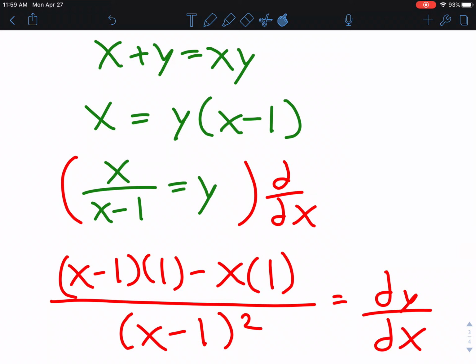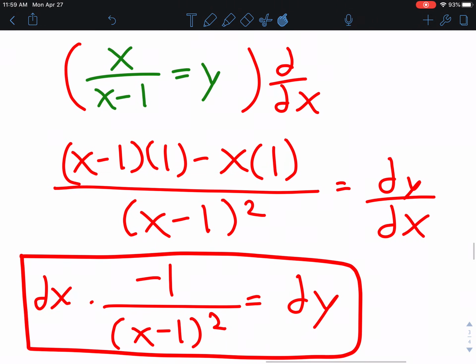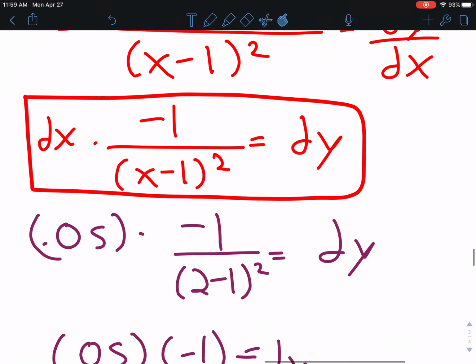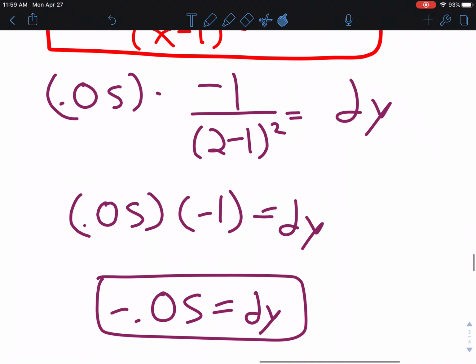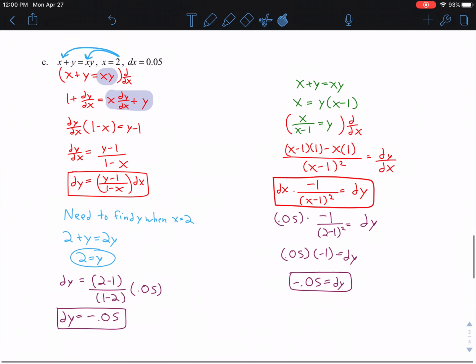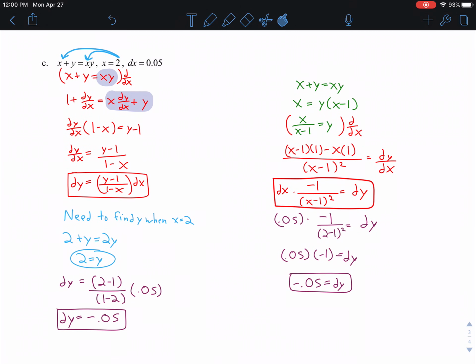All of those terms have x's in it. Now, the one downside of doing it this way is you got to do the quotient rule, which personally I'm not a fan of, but hey, it works. You can isolate the differential dy by multiplying the dx over after you do your quotient rule. And now you can plug in x is 2, dx is 0.05, and evaluate it, and you're going to get the same answer. It's really just a matter of personal preference as to what you want, but you can do this either way, and you're still going to get the same differential dy.